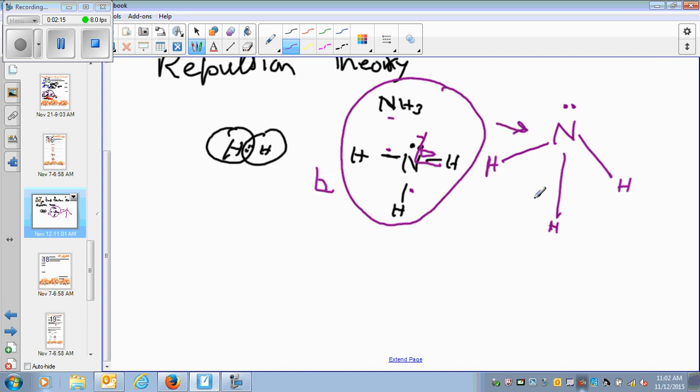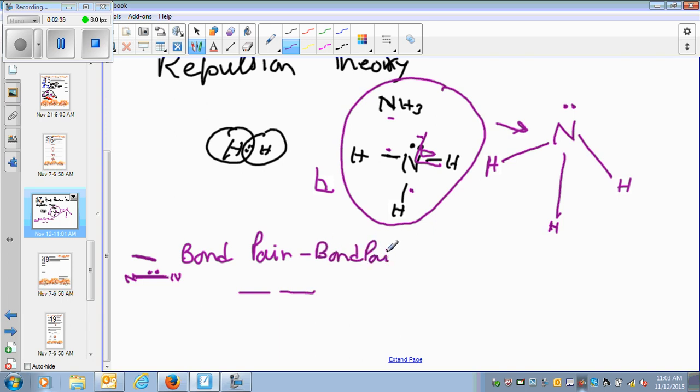Now, to figure the shape out, the concept behind it is that if you have a bond pair, this is called a bond pair, the one that has two electrons in it, bonded by the two nuclei on the two ends. So we got a bond pair. If I have two bond pairs, then the bond pair repulsion is less than the bond pair lone pair repulsion. This is the lone pair and this is the bond pair.